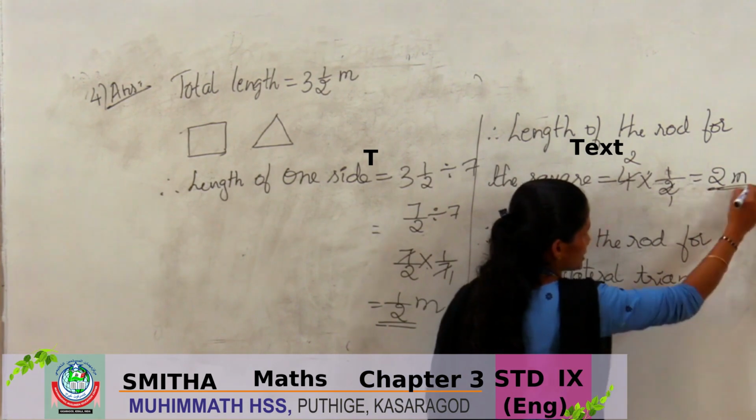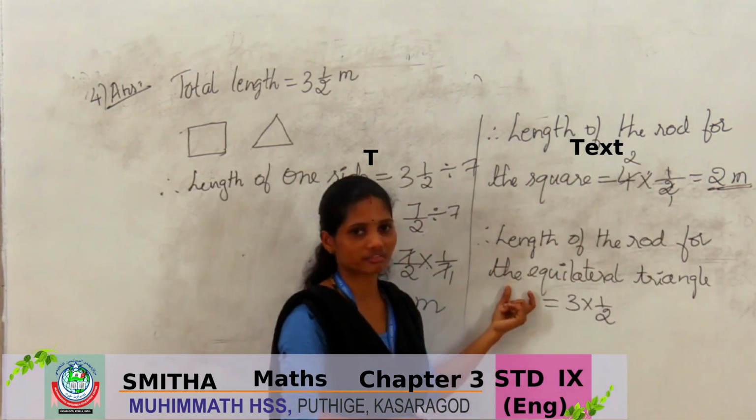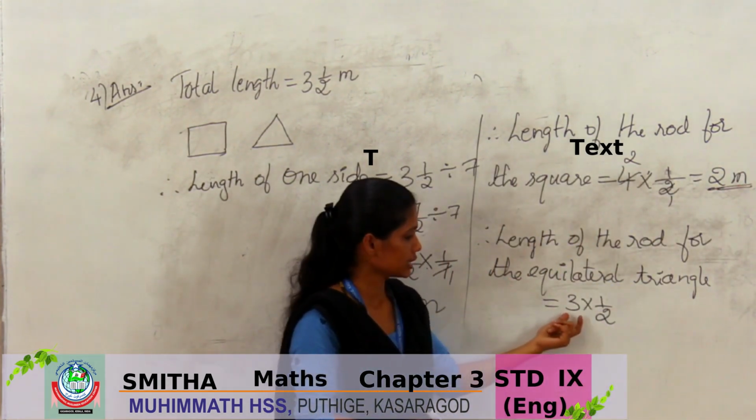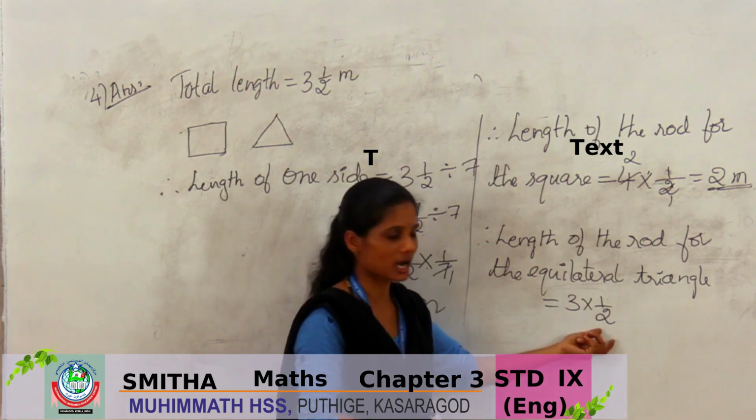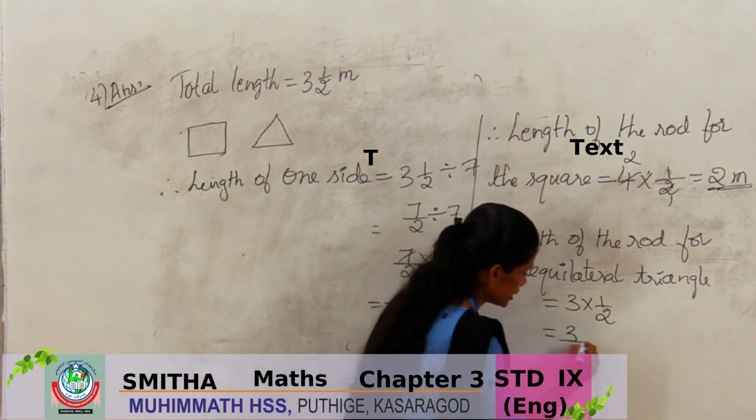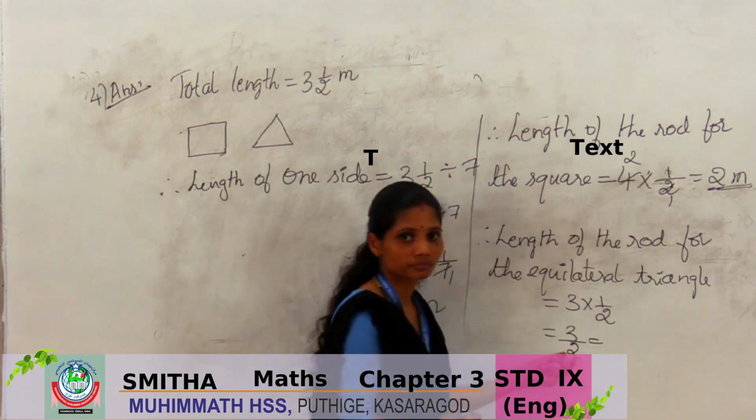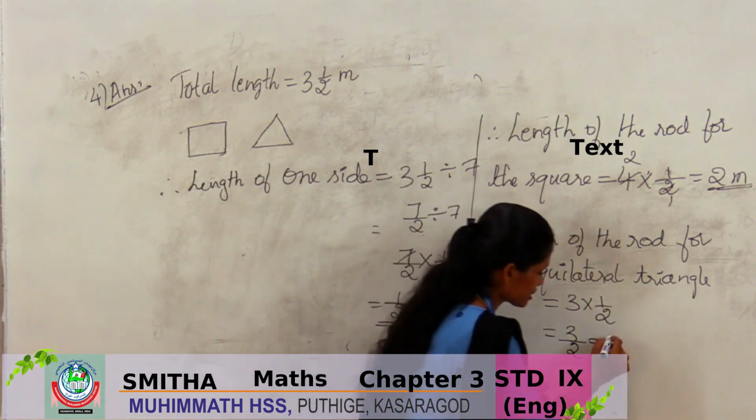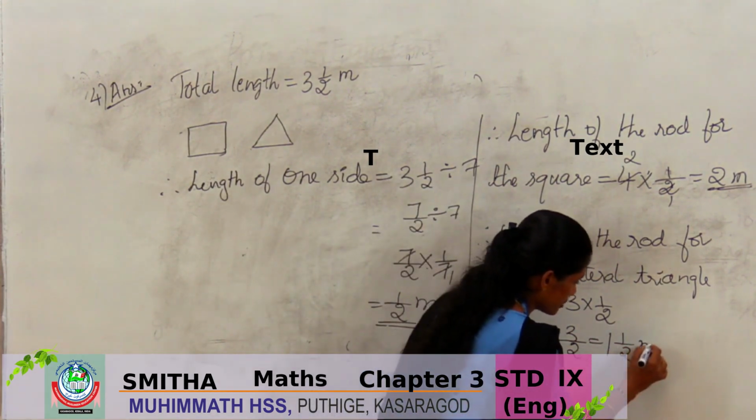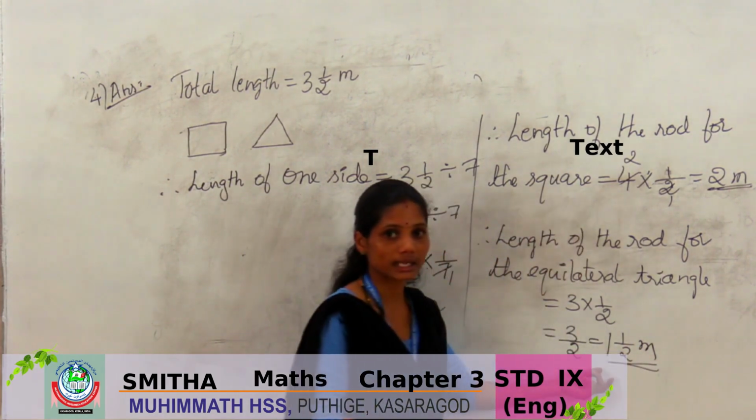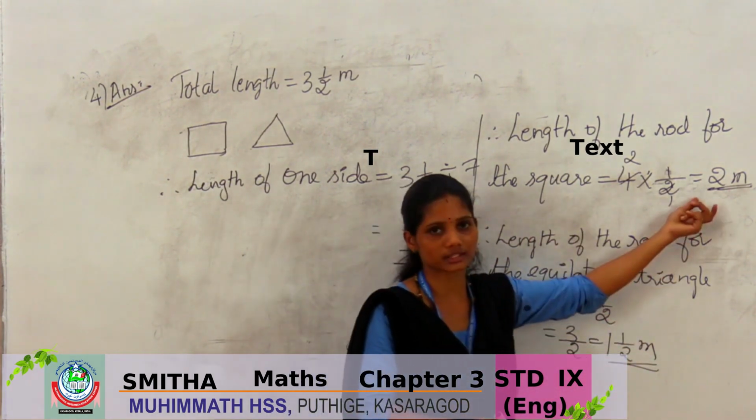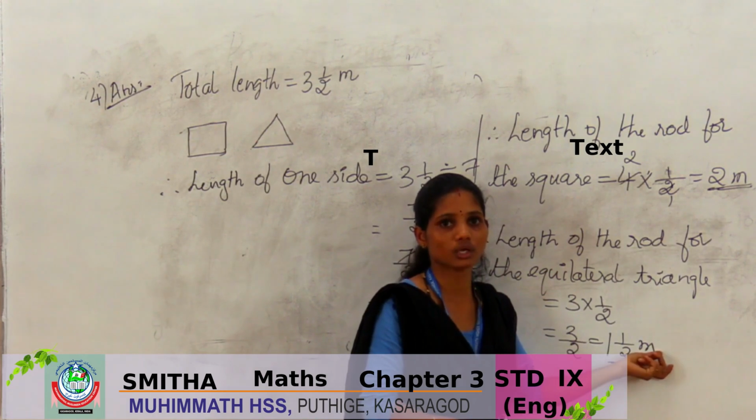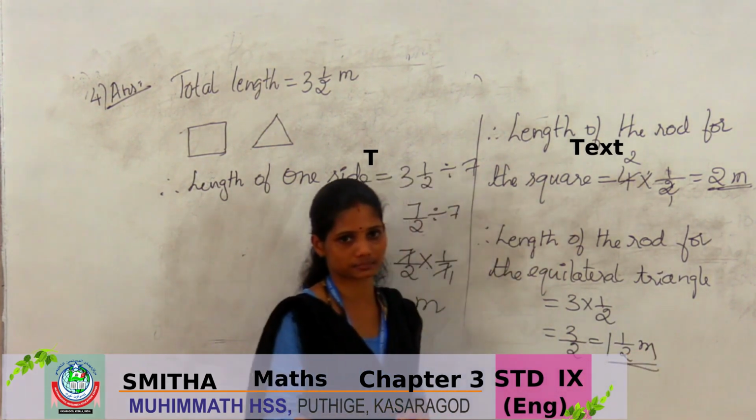2 meter. And the length of the rod for the equilateral triangle: number of sides 3 into half, which equals 3 divided by 2. This we can write in the form of a mixed fraction, that is 1.5 meter. So the total length 1.5 meter plus 2 meters is equal to 3.5 meters.